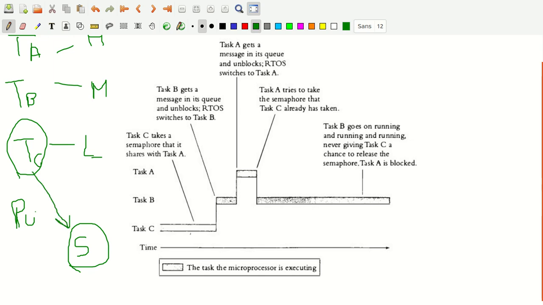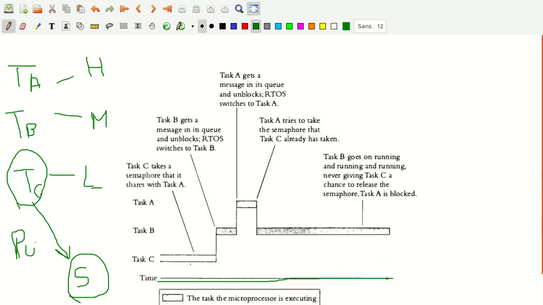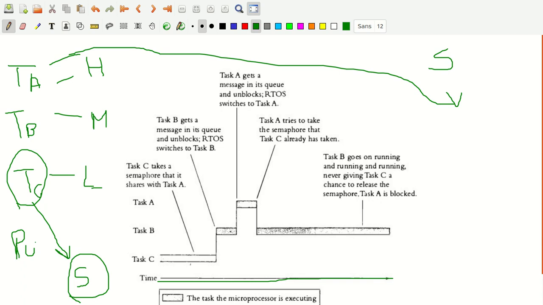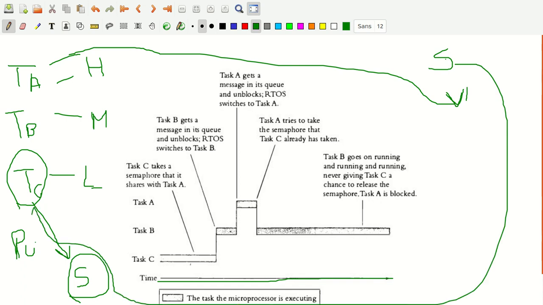Now what happens? That is what has been written here. This is the timeline that you have. In this timeline, task C takes a semaphore that it shares with task A. Whenever it takes the semaphore, there is some variable V that TA also wants to have access to. Since both TA and TB are blocked, waiting for some event, let us take that. Now the semaphore is taken by task C.